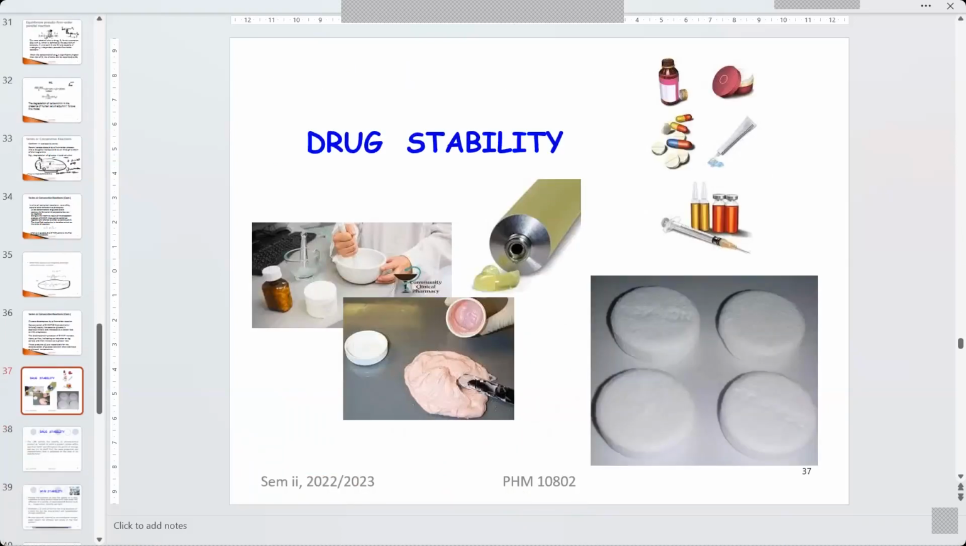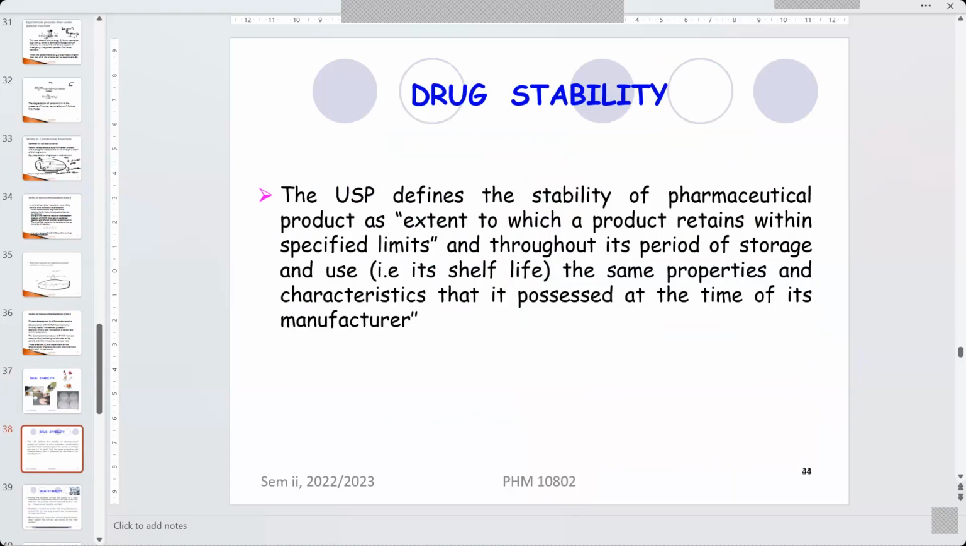So nothing much to explain about glucose. We move to drug stability. Definition of drug stability: if we say the drug is stable, it means the drug is still keeping its original properties. It's not changed significantly, so still active and effective and safe.